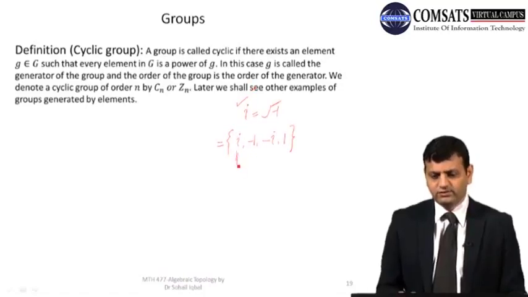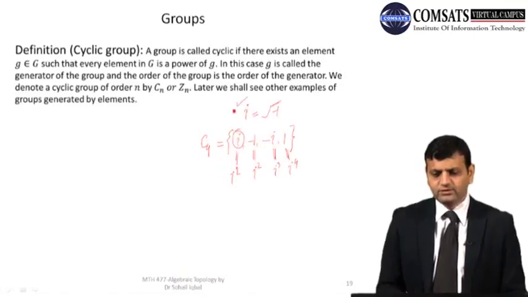So this is iota raised to power 1, this is iota raised to power 2, this is iota raised to power 3, this is iota raised to power 4. So this is basically a group with 4 elements. So it is a cyclic group of order 4 generated by this element iota. As I said earlier, later we shall see other examples of groups generated by elements, not just by one element but many elements.